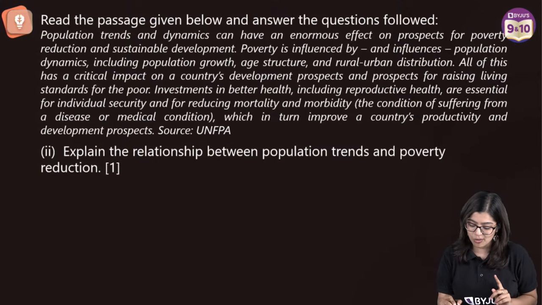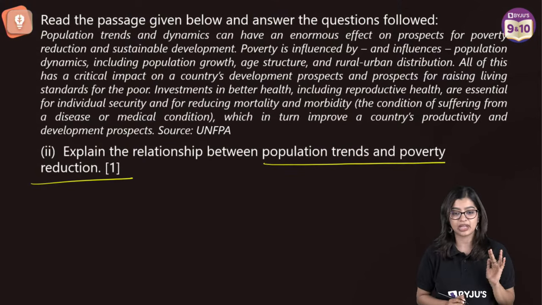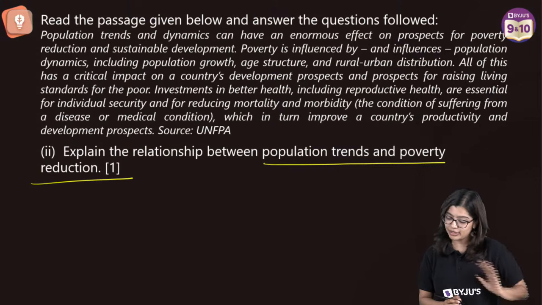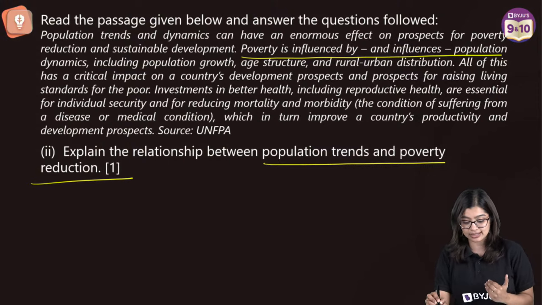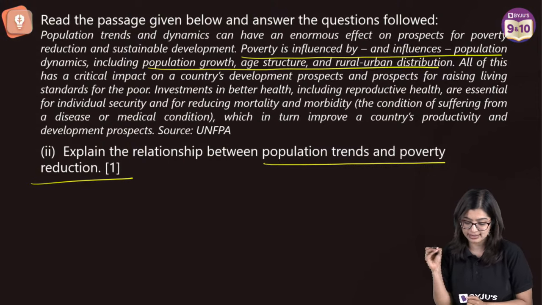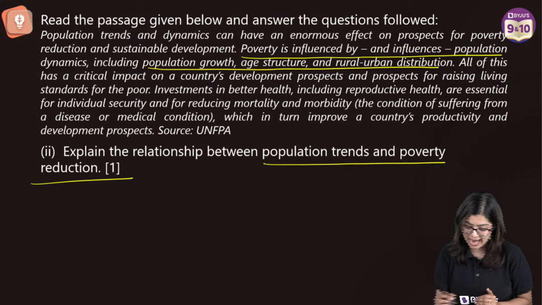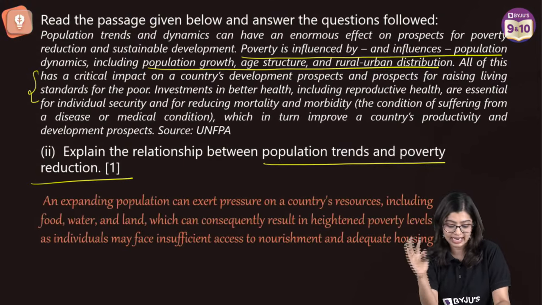Next up, they're asking you what is the relationship between population trend and poverty reduction. Easy. That is given to you in the textbook only, right? In the paragraph itself, they have told you poverty is influenced by and influences population dynamics, which include all these things, right? And how does it have an impact in all these manners? So they have already told us.